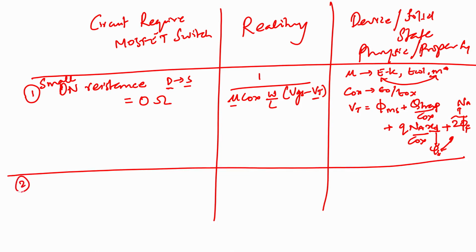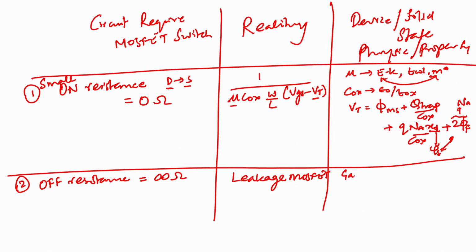The second point is what is the off resistance of the switch. So when the switch is turned off, what resistance would we ideally like? We would like infinite ohms, but is that the case? It is not, because we have leakage mechanisms in the MOSFET, and we already did, not an exhaustive study, at least an introductory study on all the different leakage mechanisms.